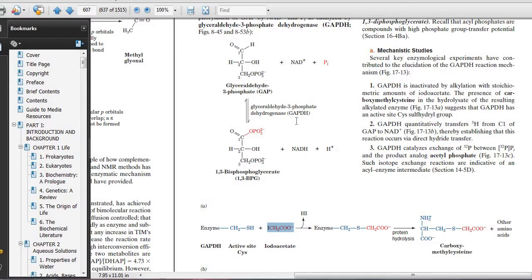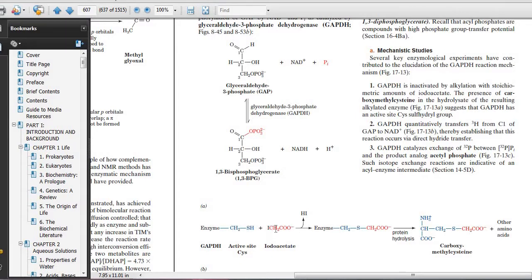So there is some question: how can you establish the fact that the GAPDH active site contains a cysteine sulfhydryl group? That means GAPDH contains a cysteine sulfhydryl group. So this is the structure of the enzyme, the overall glyceraldehyde 3-phosphate dehydrogenase, and the active site contains cysteine. We all know cysteine contains CH2SH in the form of its R group.